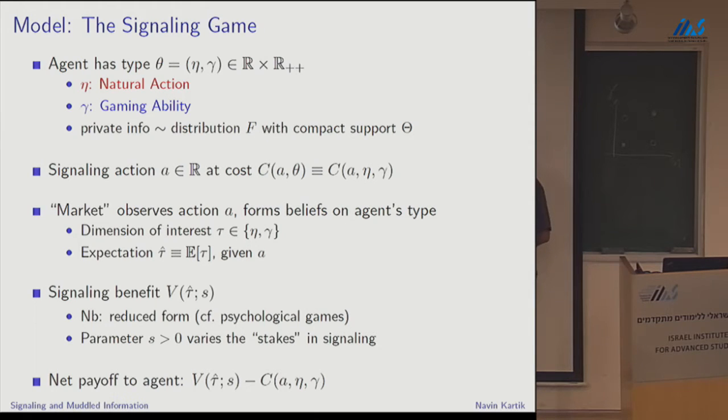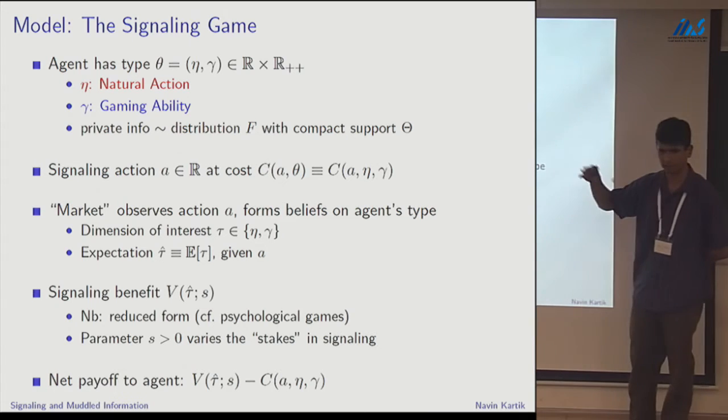And that's going to be a sufficient statistic for the agent's preferences. Okay, so in the following way, the signaling benefit for the agent, if you like a value function v, is going to depend upon the market expectation, this tau hat, and some parameter s. For right now, this parameter s has no meaning. It's going to be useful when we want to do comparative statics.